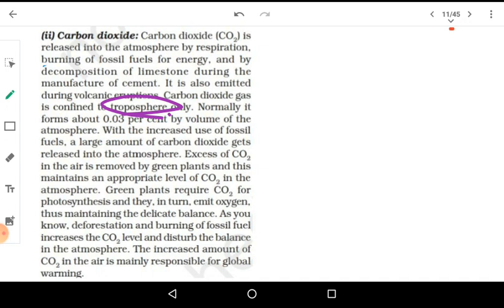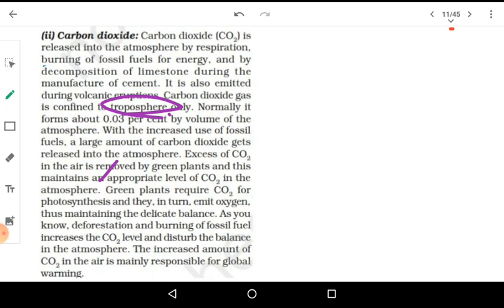Now, what happens is that the excess amount of carbon dioxide which is present in the atmosphere is fixed, or removed, by the green plants, and that is going to maintain an appropriate level of carbon dioxide in the atmosphere. Green plants require carbon dioxide for photosynthesis, and in turn they will emit oxygen, and as a result they are going to create a balance between carbon dioxide and oxygen.